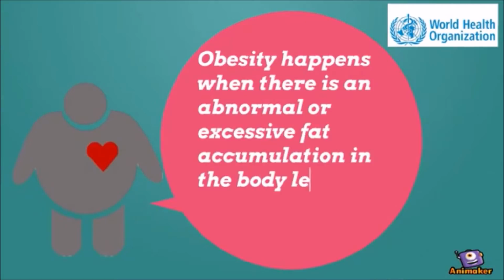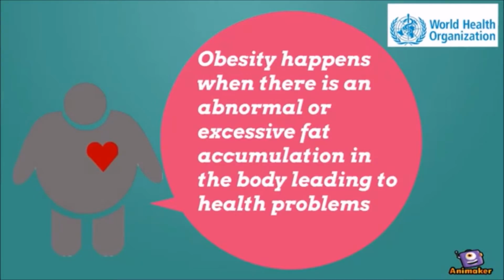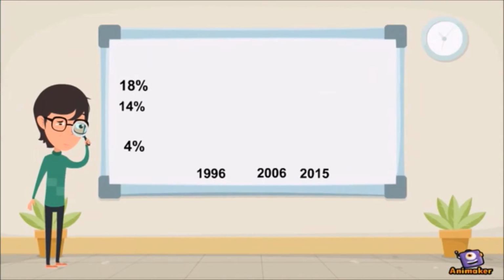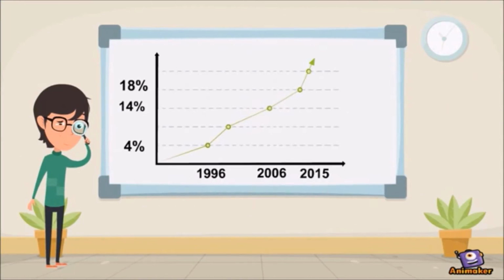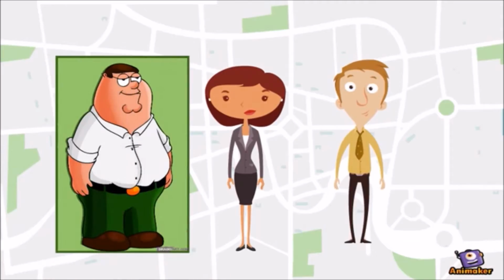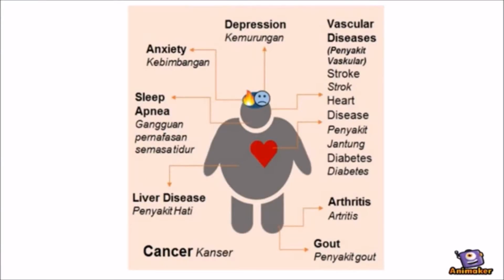According to World Health Organization, obesity happens when there is abnormal or excessive fat accumulation in the body, which leads to health problems. Statistics have shown that the prevalence of obesity has been increasing drastically since 1996, from 4% to 18% in 2050. This means 1 out of 3 people in Malaysia is obese.